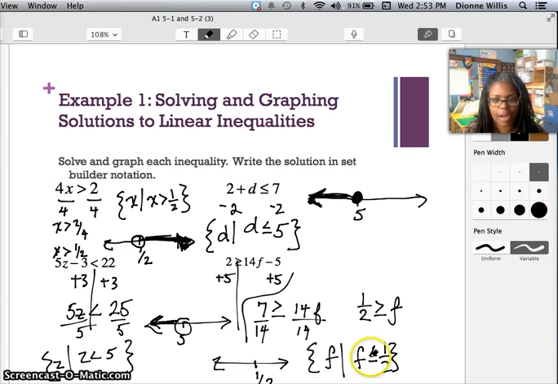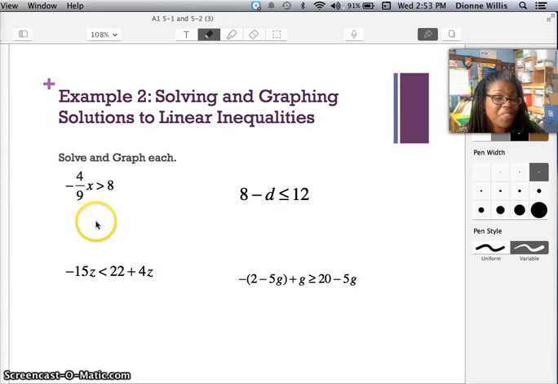1/2 here, and I'm going to have a solid closed circle, and I'm going to shade to the left because f is less than or equal to. So here we are with example 2, and here is where the drama ensues. All right, so here we're going to solve and graph each, and basically we're going to solve it just like we would when we had an equation.